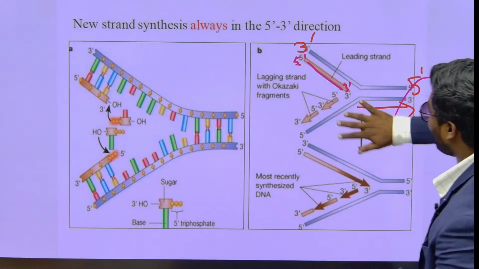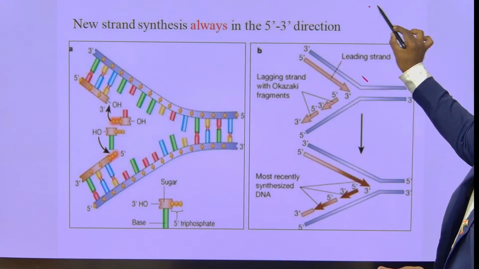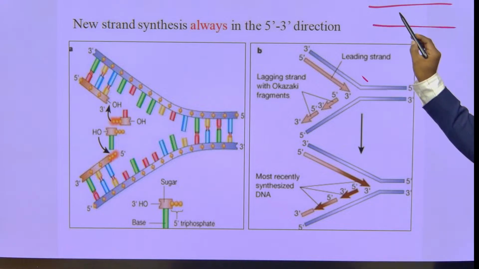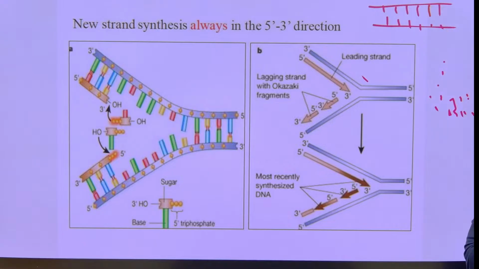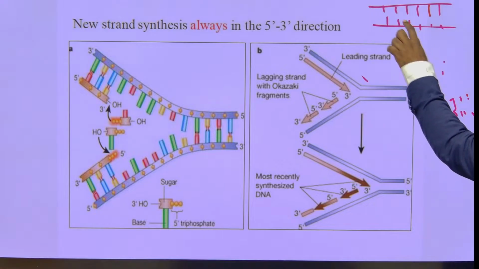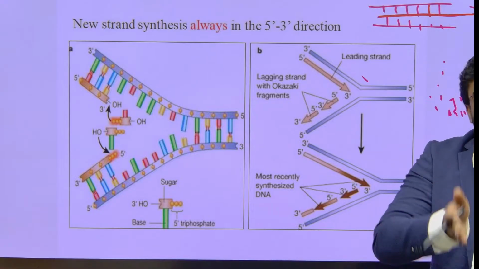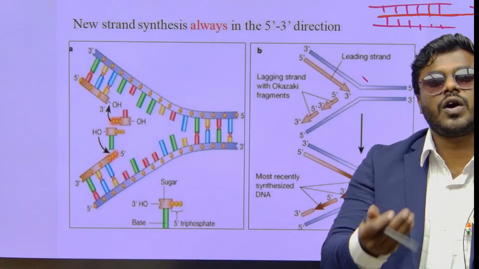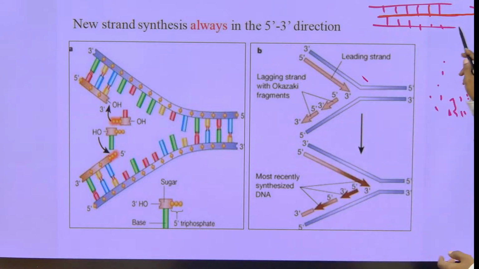If you ask me, sir, how can we decide the replication fork direction? See friends, for example, this is the double-stranded DNA. Double-stranded DNA contains a lot of base pairs that combine with each other: adenine, thymine, guanine, cytosine. Who will break the hydrogen bonds? Helicase. So for example, helicase is moving like this and breaking all the bonds. So this direction is called the replication fork. The direction in which helicase is moving, at the back of the helicase only topoisomerase will move, at the back of the topoisomerase polymerase will move, and the replication will happen.